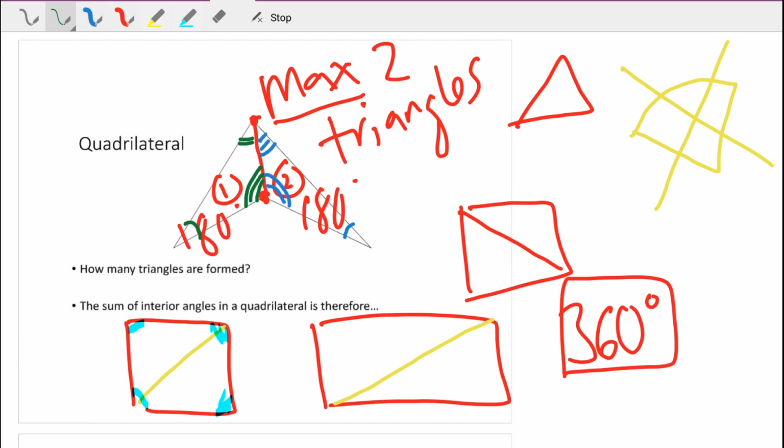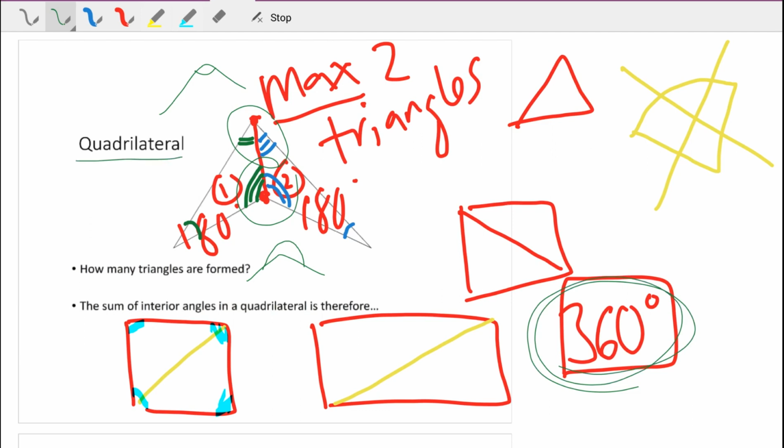Now, if you really notice, if I were to add those 2 angles, it creates the long one on the top. If I were to add these 2 angles, it would create this here. So it covers every single interior angle inside that one. And that's why it's 360 for a quadrilateral.